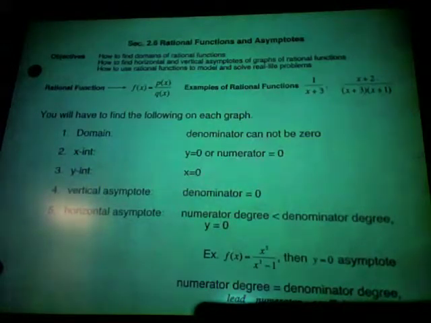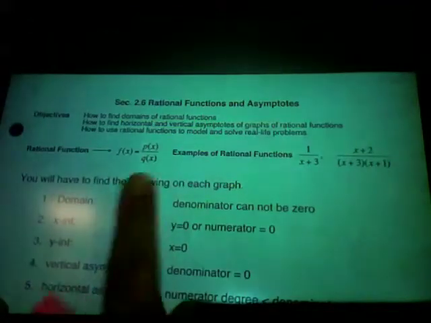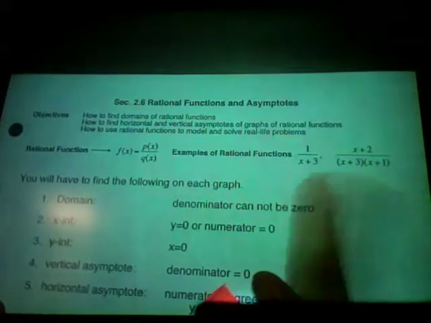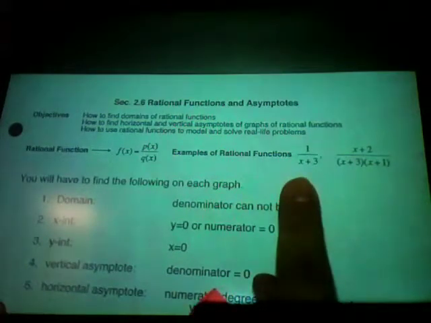All right, so 2-6 talks about rational functions and most specifically asymptotes. When you graph rational functions, which are functions that look like a fraction, so it's something divided by something, here you've got some real examples of what they might look like. There may or may not be a variable in the denominator, most likely there is.